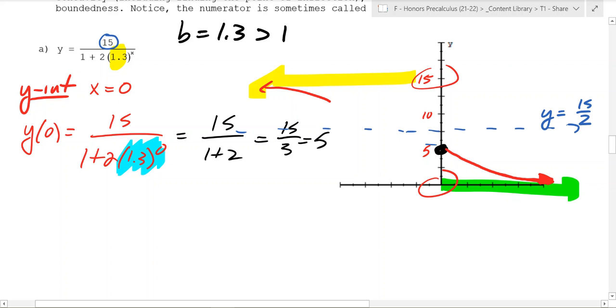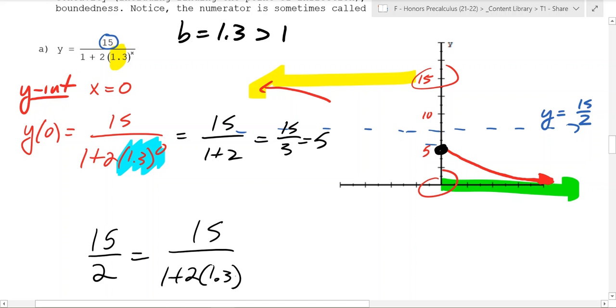So how do we figure that out? We set it equal to 15 over 2 to find the point of inflection. So you're solving this. 15 over 2 is equal to 15 over 1 plus 2 times 1.3 to the x.